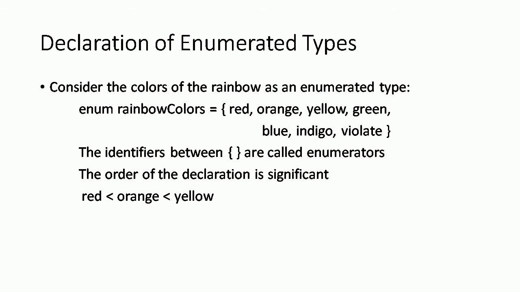These are called enumerators. The order of the declaration is significant: red is less than orange, orange is less than yellow, etc. Consider the colors of the rainbow as an enumerator type. enum rainbow_colors = {red, orange, yellow, green, blue, indigo, violet}. Curly braces go around it. The identifiers in between the curly braces are called enumerators.